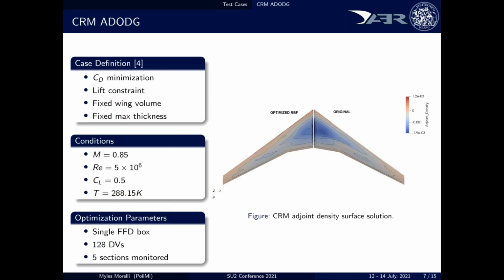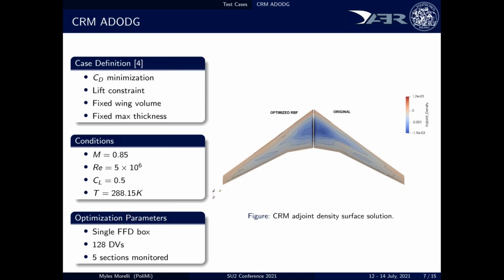The first 3D case is the CRM wing, which is proposed by the AIAA Aerodynamic Design Optimization research group. We want to minimize the drag, keeping fixed the lift, but also the volume, and we impose many geometrical constraints, like 50 sections of the wing cannot change the maximum thickness, and also the root cannot completely change. This time we did not explore the number of design variables, since literature says that the best result is obtained for 128 of them. We monitored the CP plot at 5 stations.